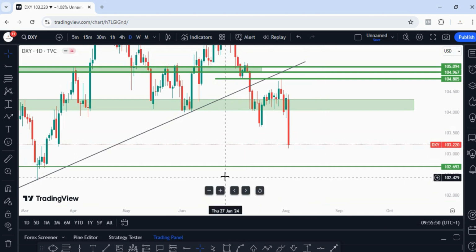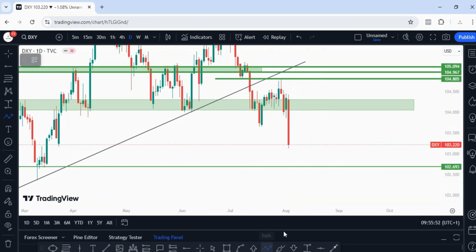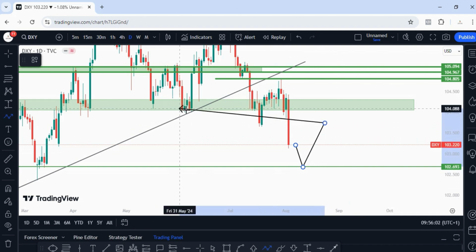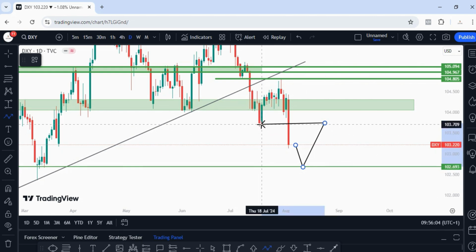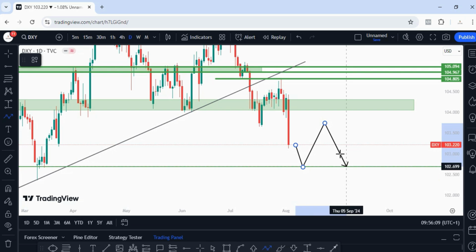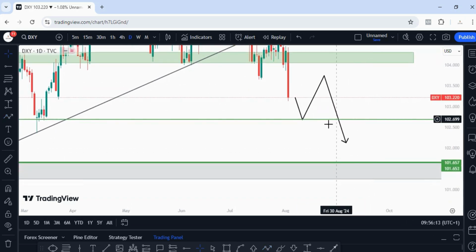All right, so going into next week, two things may happen. We may either continue pushing lower, which is what may most likely happen, into 102.693 before we go for a pullback into either this region or this region. All right, into this region, which is 103.701, before we continue lower, or maybe a deeper pullback before we continue lower. All right, but remember, my target remains here.